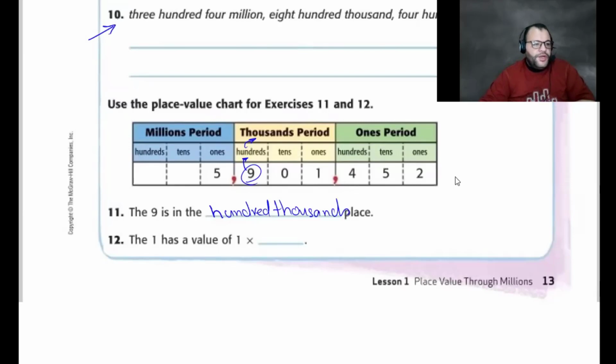So 1 has a value. We need to solve number 12. Hamza, you can solve number 12. The 1 has a value. If we need to find the value of 1, it is not 1. Here it's 1,000. If you need to find the value of 1, just write 1 multiplied by 1,000, because it is in the 1,000 place.